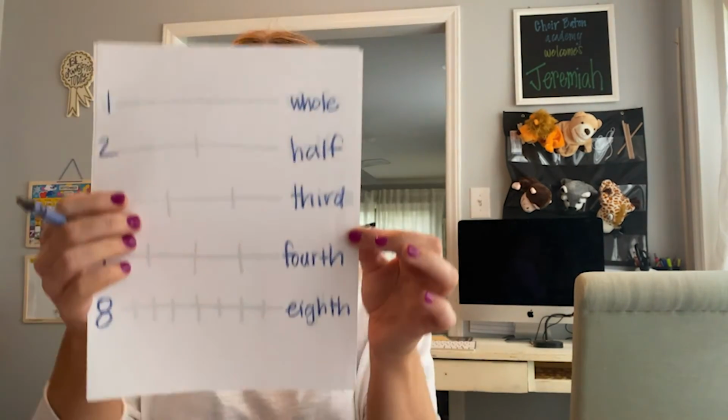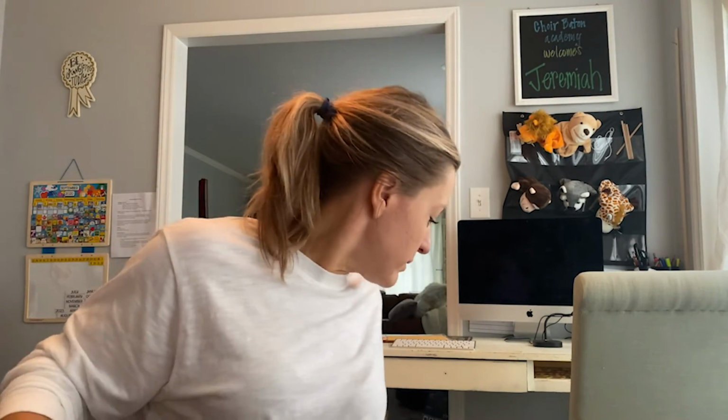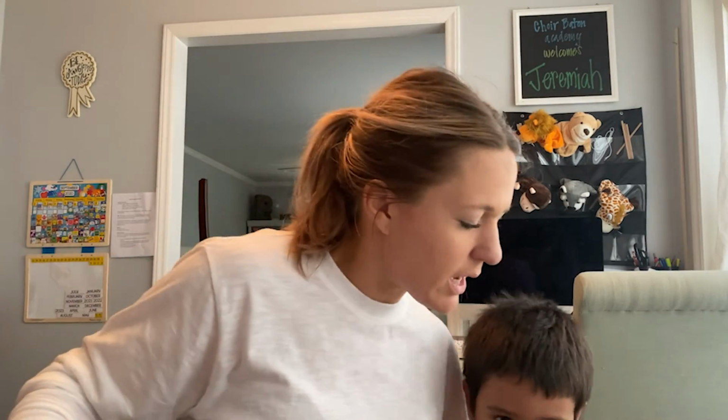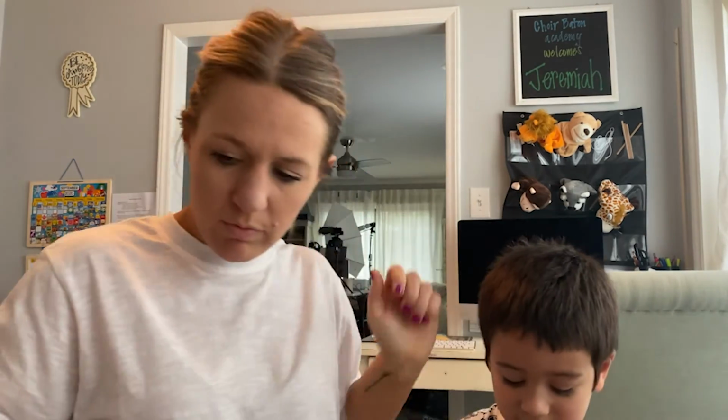So now what I want you to do is on the other side, write these words. So we have whole, half, third, fourth, and eighth. Okay, good. Can you sit up with me? Sit up, sit up, sit up. All right, well then I need you to... Okay.